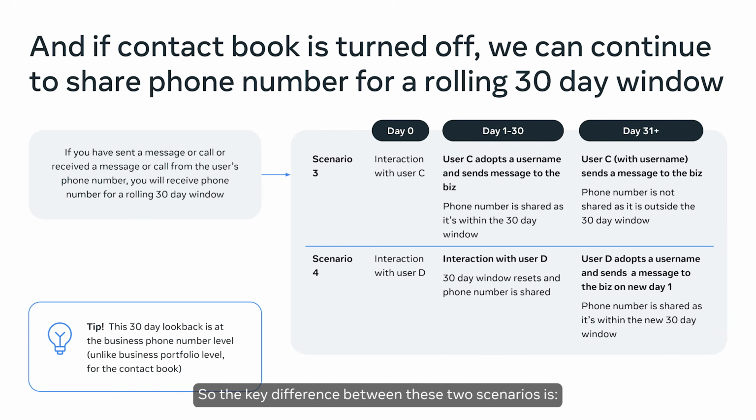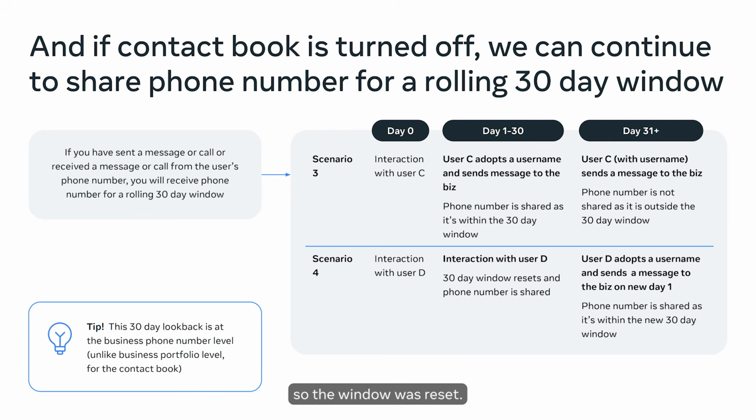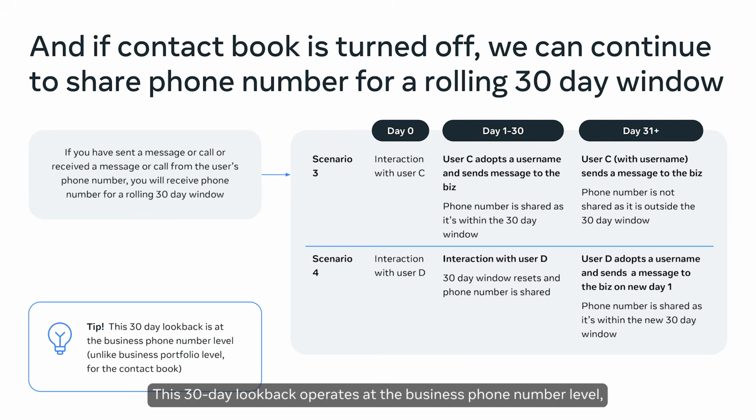So the key difference between these two scenarios is, in scenario 3, the interaction after day 0 was via BSUID, so the window was not reset. In scenario 4, the interaction after day 0 was via phone number, so the window was reset. This 30-day lookback operates at the business phone number level, unlike the contact book, which is at the business portfolio level. The takeaway is that we'll continue sharing phone numbers when there is a demonstrated prior connection with the phone number. But if there has been no phone number interaction in over 30 days and the contact book does not have an entry, the phone number will not be in the webhook. But that does not mean you have lost access to it. You can ask for it.